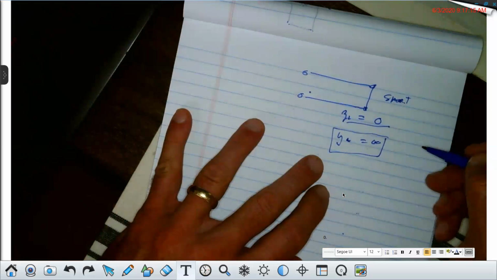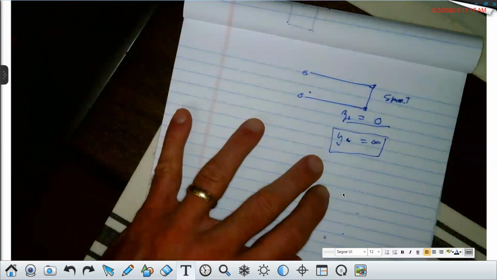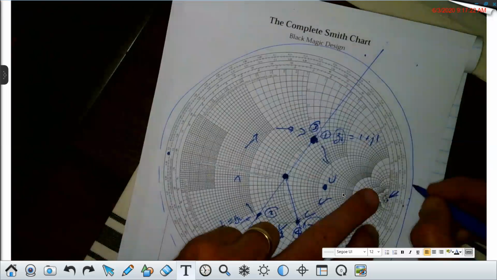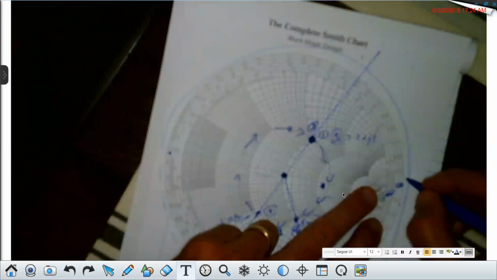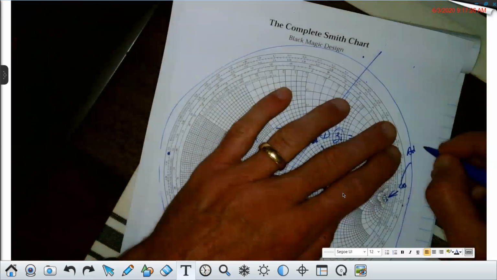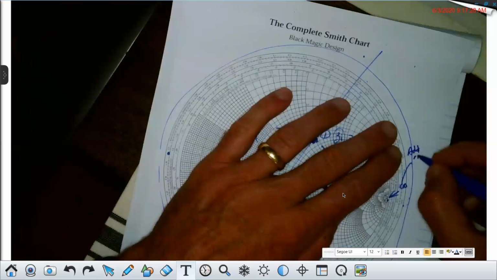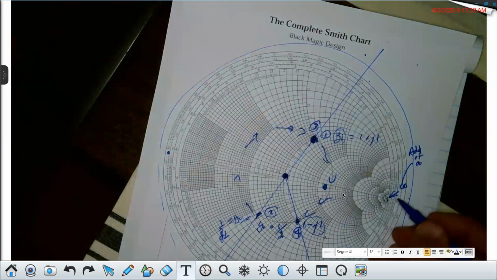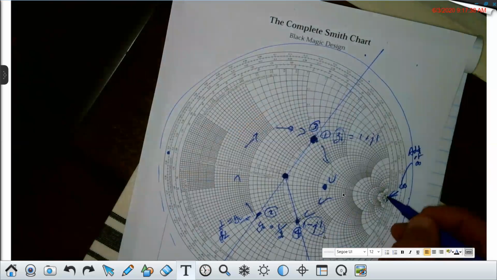Now, if I have a normalized admittance of infinity, that's this point right here. That's infinite, and that's an admittance of infinity. That would be at the load. When you have a short circuit stub and you're looking in the admittance domain, you start right here. Now we're going to put this in parallel, right?